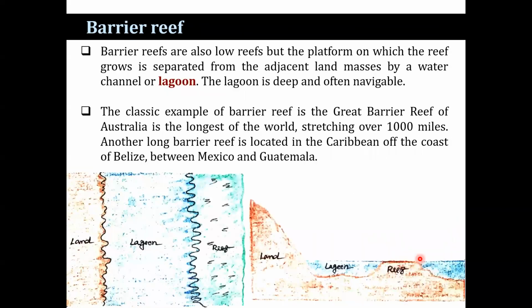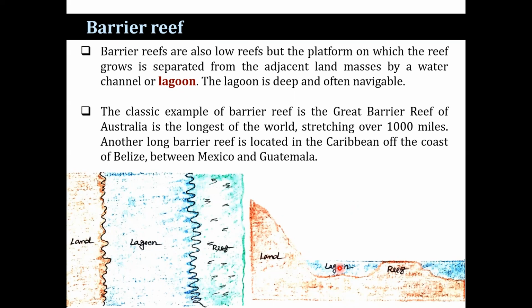Next category, barrier reefs. These are also low reefs, but the platform on which the reef grows is separated from the adjacent land masses by a water channel. That water channel is known as a lagoon. The lagoon is deep and often navigable.